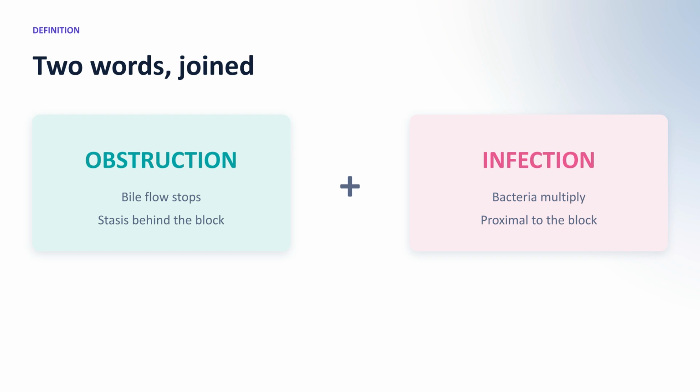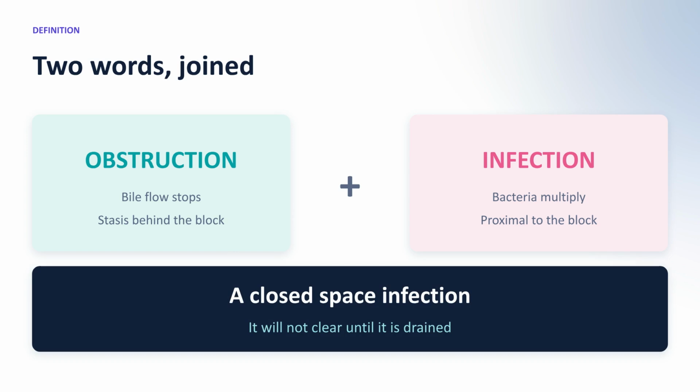That is why this behaves like an abscess, and not like a pneumonia. A pneumonia clears when you sterilize it. A closed infected space does not clear until you open it. Everything else in this video follows from that single sentence.